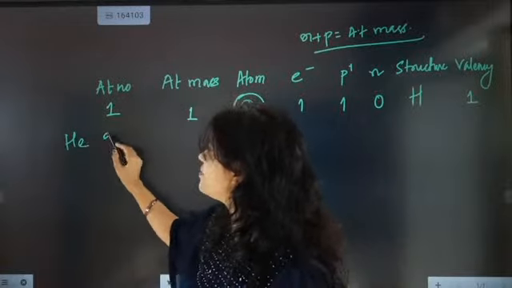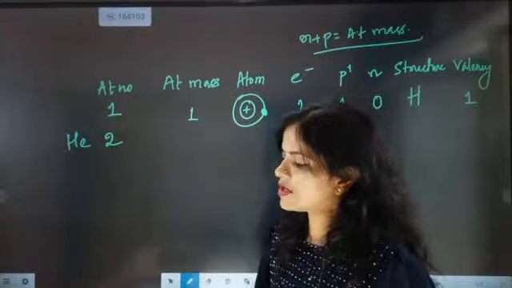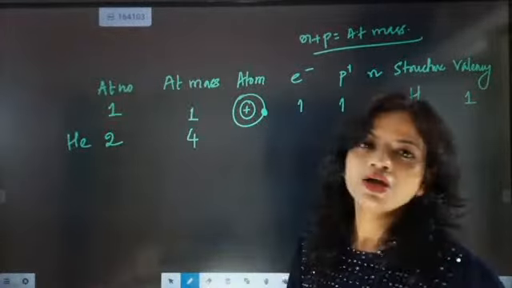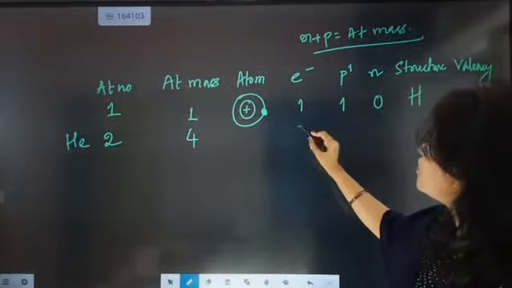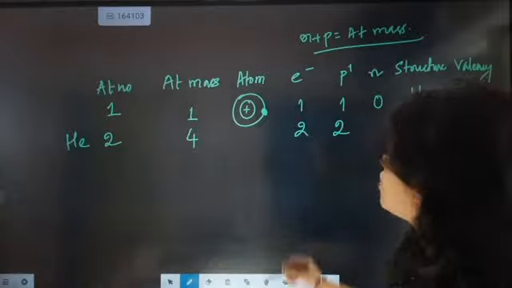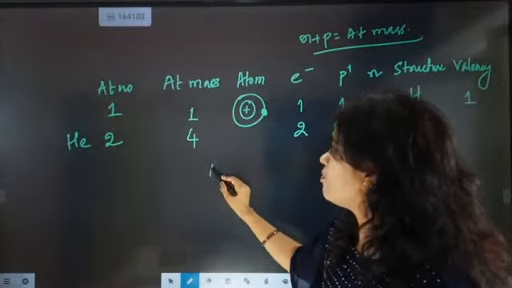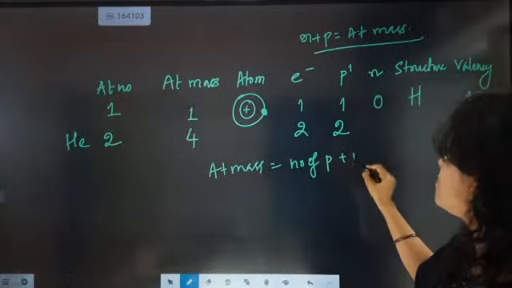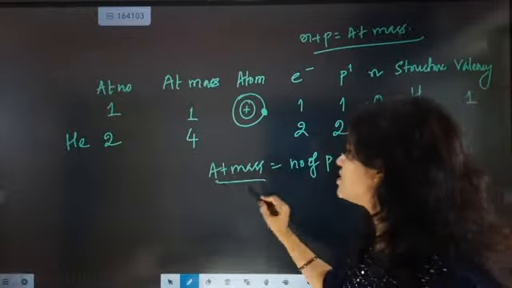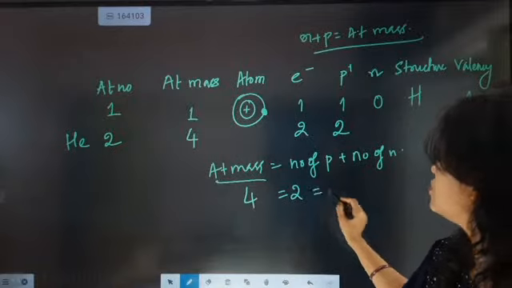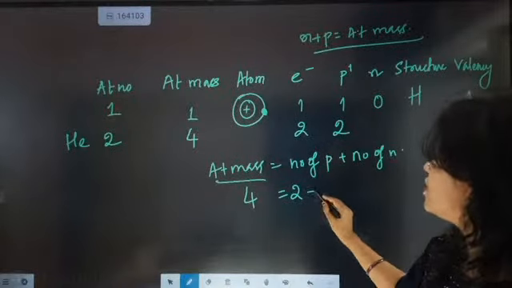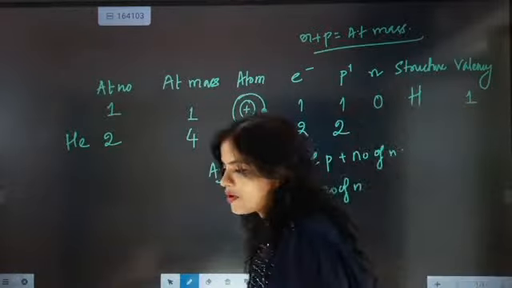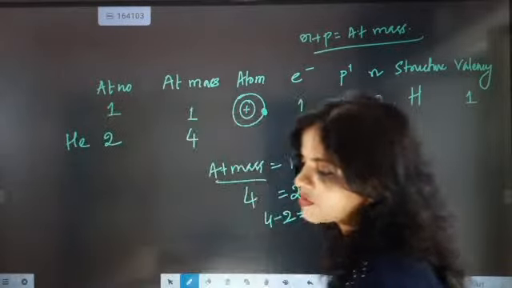So now we are going to talk about next, helium. Helium atomic number is 2. So since helium atomic number will be 2, what will be its mass number? Its mass number is exactly 4. So if atomic number is 2, that means number of electron, number of proton will also be 2. So now atomic mass is 4. So atomic mass is nothing but number of proton plus number of neutron. So number of proton is 2. So number of neutron will be what? 4 minus 2 equal to 2.